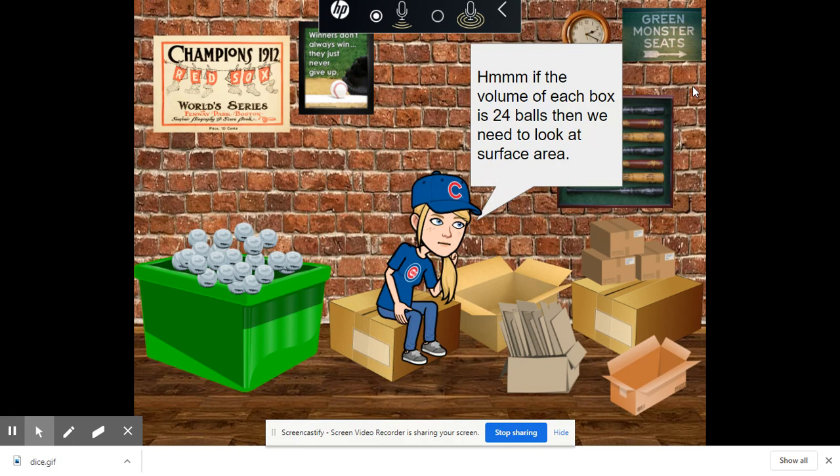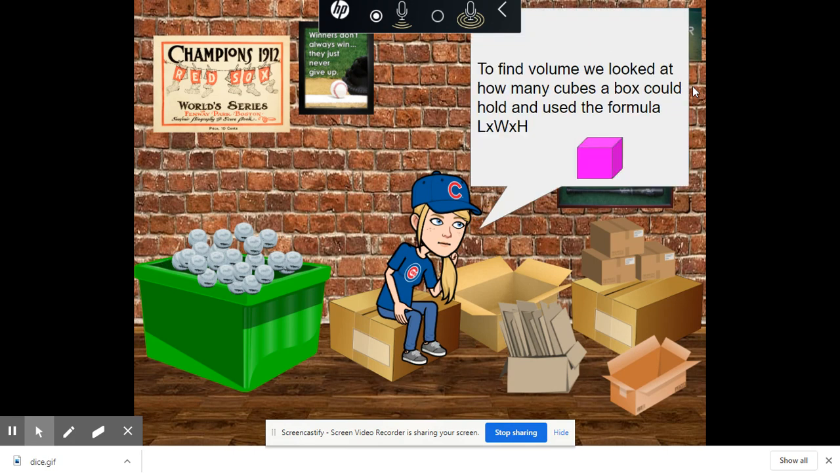If the volume of each box is 24 balls, then we need to look at the surface area. To find the volume, we looked at how many cubes a box could hold and used the formula length times width times height. To find surface area, we're now going to have to look at how much cardboard we need to cover the box. If you've ever looked at cardboard, notice that it's flat. It's a 2D shape.